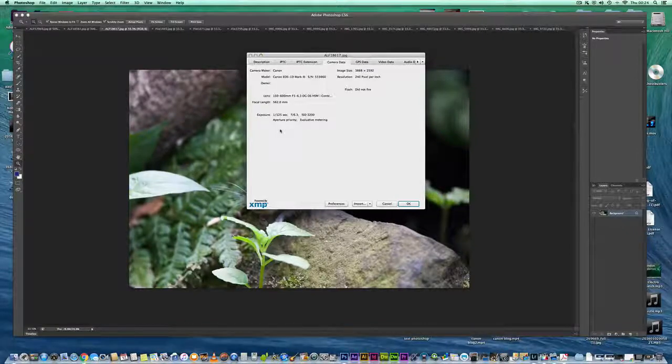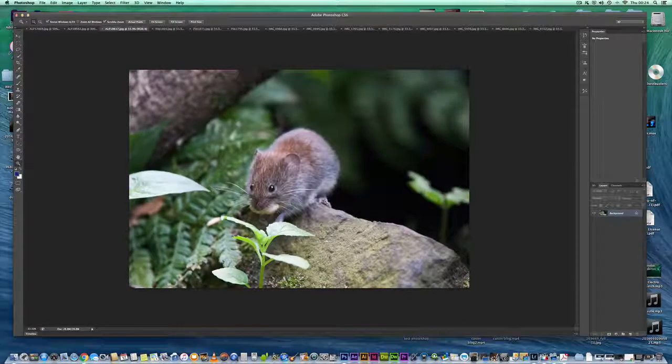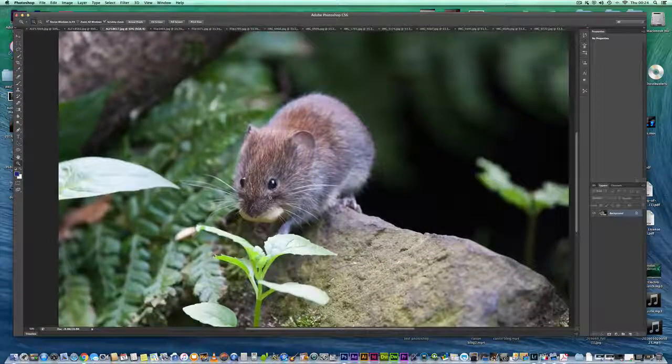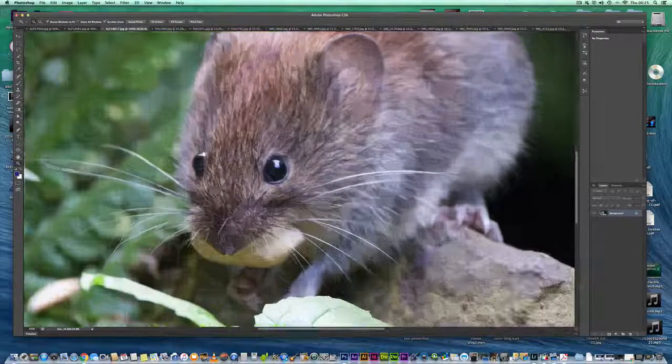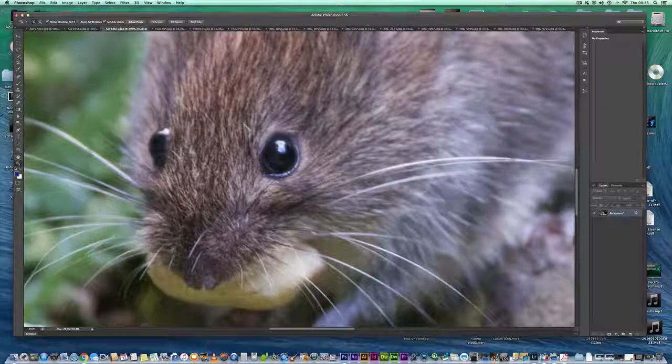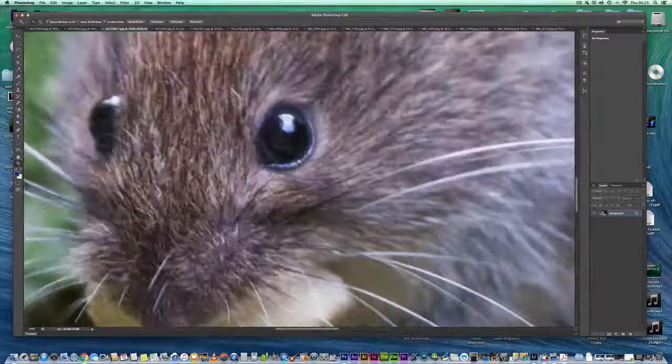1D Mark III, 6.3, ISO 3200, so we're really pushing that ISO on this camera. 50%. I don't think you need to zoom in any more than that really, if you were to print this out. 100%, he's starting to lose a bit. 200%, I won't say usable.